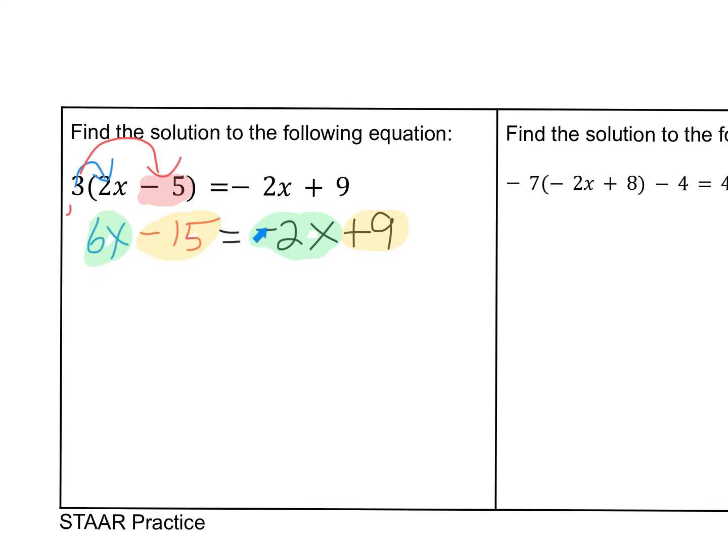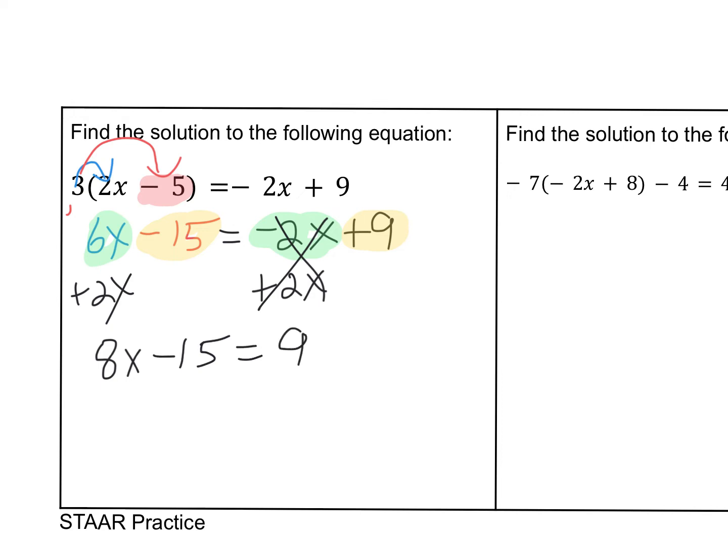So if I have a 6x over here, but I want to remove this minus 2x, the inverse of that minus 2x is to add 2x. So I'm going to add 2x to the right side, and then I have to also add 2x to the left side. Now the reason we did that is because over here, negative 2x plus 2x cancels. Okay, so don't get negative 4 or anything like that. Those cancel. All right. But over here on the left side, we have 6x plus 2x, which is 8x. And then we're going to bring down our minus 15, our equals, and then our plus 9 over here. So 8x minus 15 equals 9.